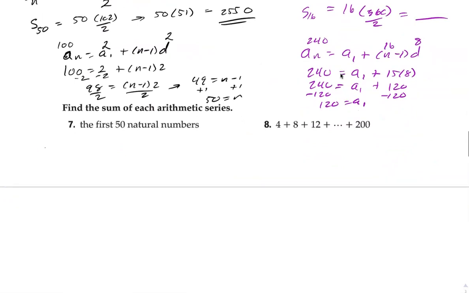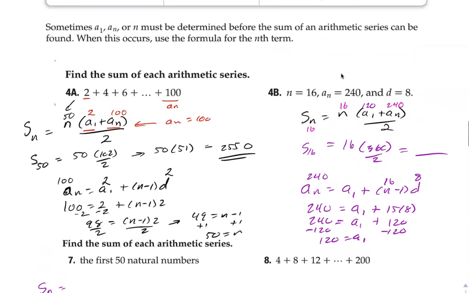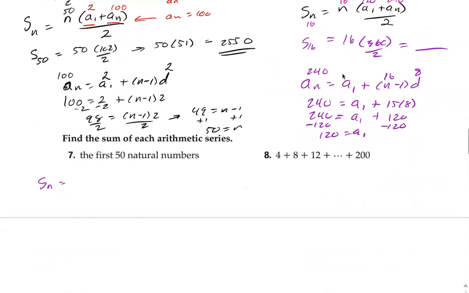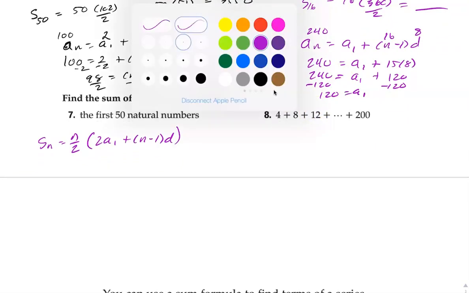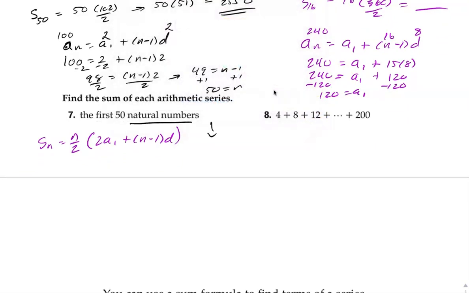So that equation is this. S_N equals, I believe, N over 2, 2 times A1, plus N minus 1 times D. It's been a while. So that's the formula. Now we're doing the first 50 natural numbers. If you think of natural numbers from chapter 1, 1, 2, 3, 4, and so on, the first natural number is 1. I'm doing 50 natural numbers. That's my N, and that goes here also. And then D is the common difference.